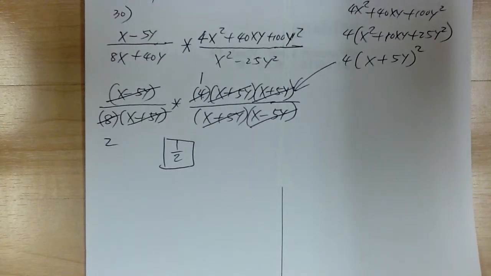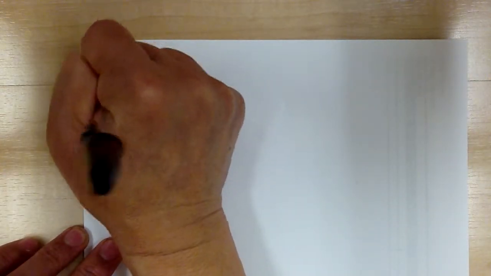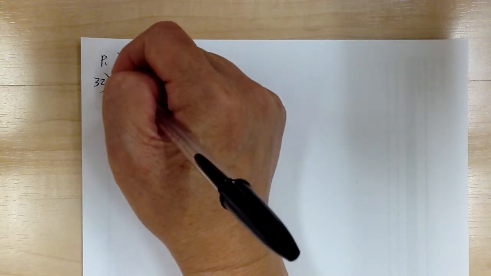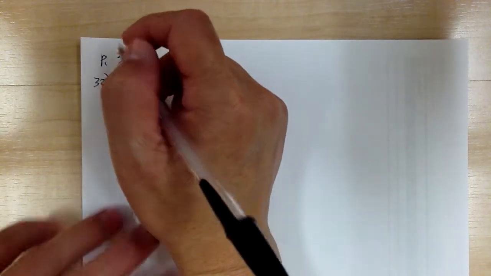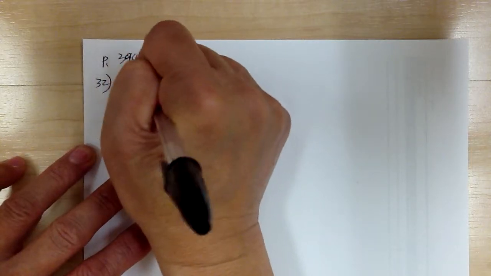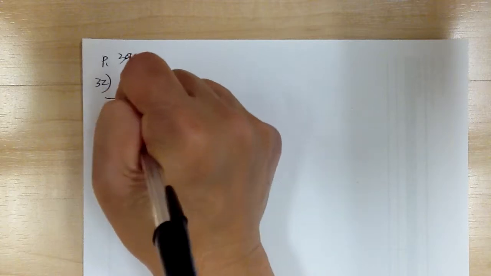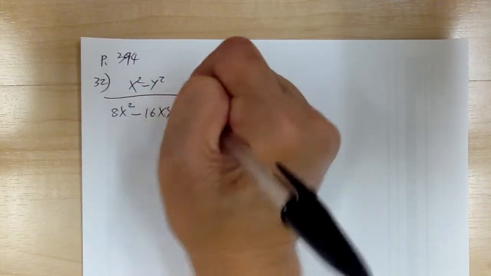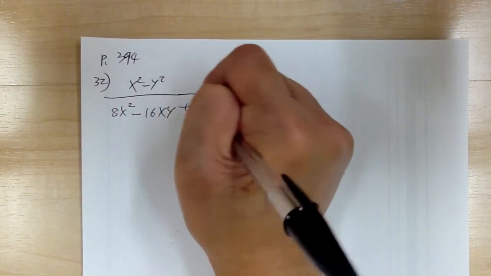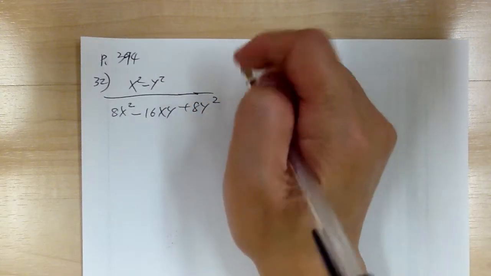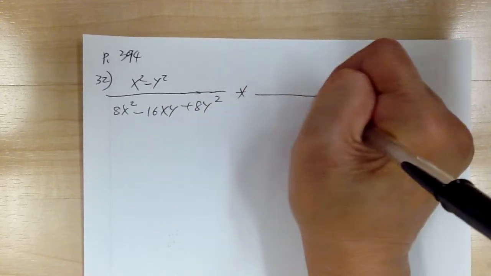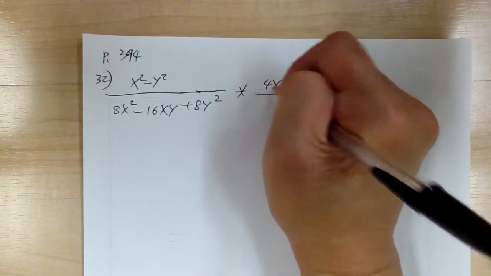Okay, let's go to number 32. You have x squared minus y squared over 8x squared minus 16xy plus 8y squared. Now it's a division, so I'm going to change it into multiplication and flip this one upside down.